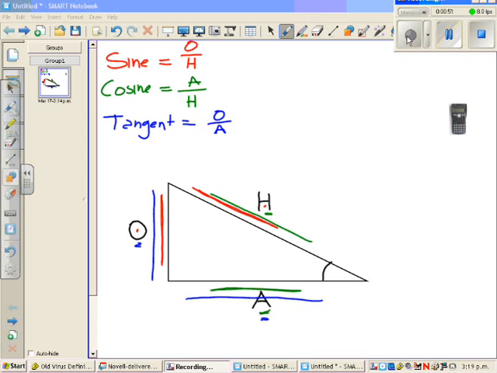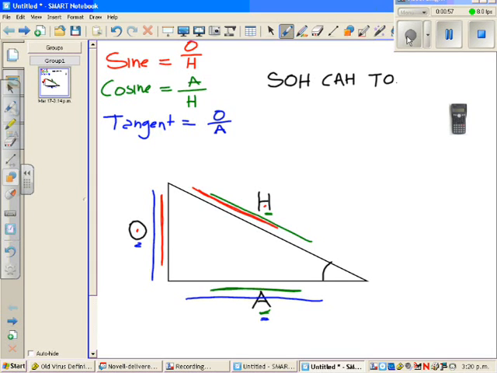To help us remember those ratios, we use this word here, SOH CAH TOA. So it's just a word to help us remember that the sine equals the opposite over the hypotenuse, which is the first ratio. The cosine is the adjacent over the hypotenuse, and the tan is the opposite over the adjacent.